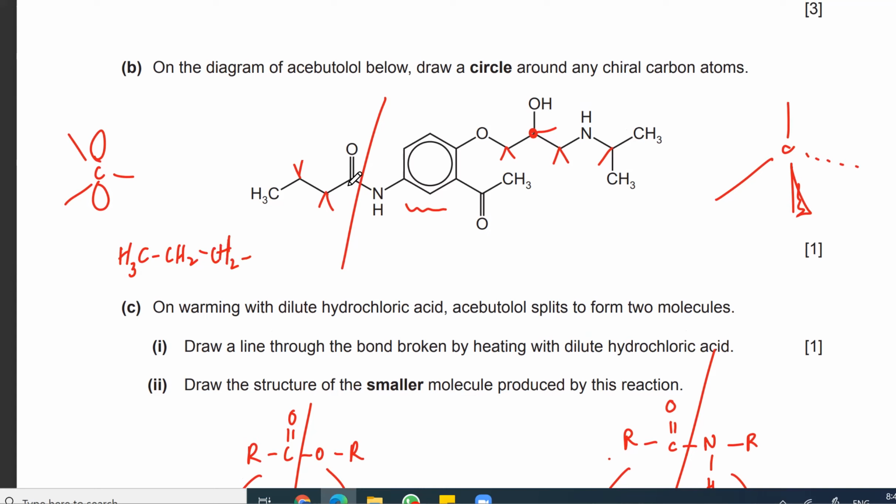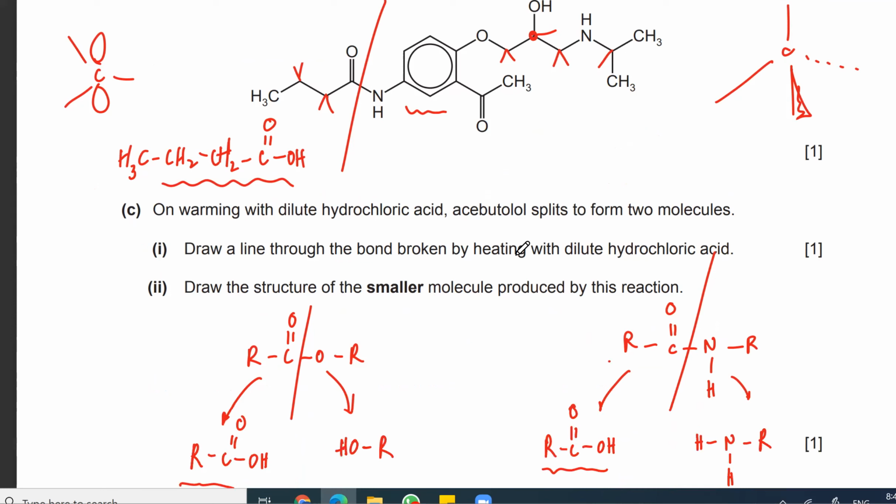And then you've got a C double bond O, and that C double bond O will turn into a carboxylic acid. So that's butanoic acid, I think. That's the smaller molecule that's produced by this reaction. And you had to draw this. Heating with dilute HCl will produce acid.